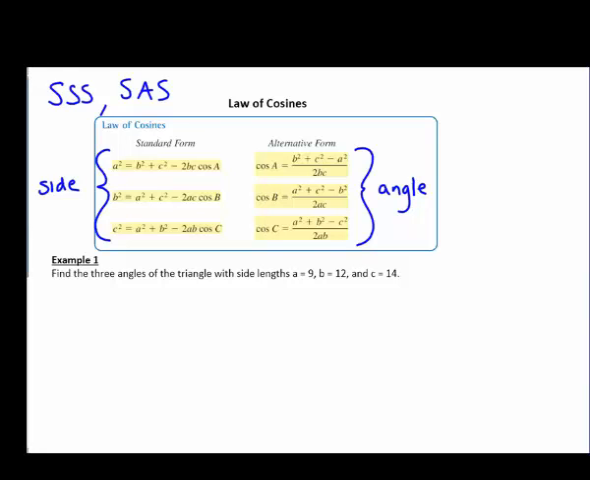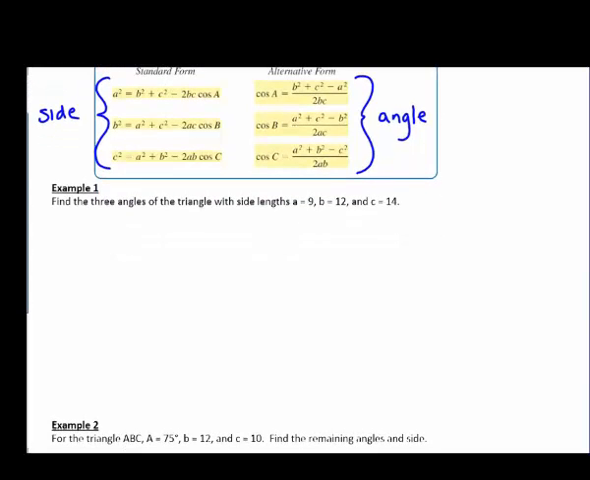We want to find the three angles of a triangle, and we're given the side lengths 9, 12, and 14. Okay, so I'm going to draw a triangle, and it's not a great drawing, but that's okay. And so here is side A, so across from that is angle A. And side B we'll put here, and so across from that is angle B, and so that makes this bottom one C. All right, and so we have all the side lengths, and now we're trying to find the angle measures, and so we want to use the alternative form.